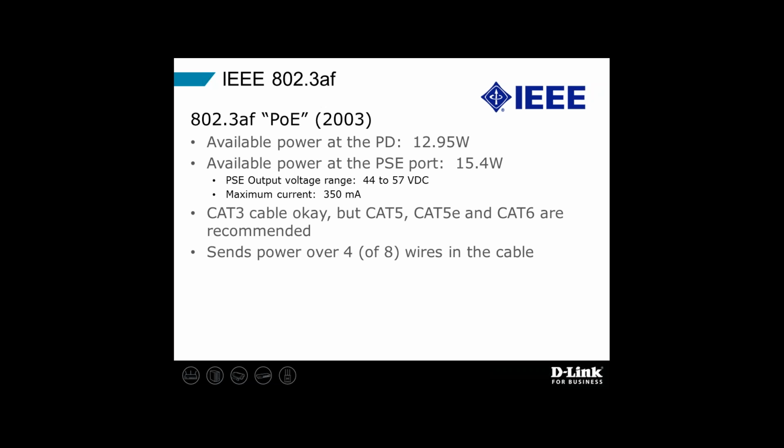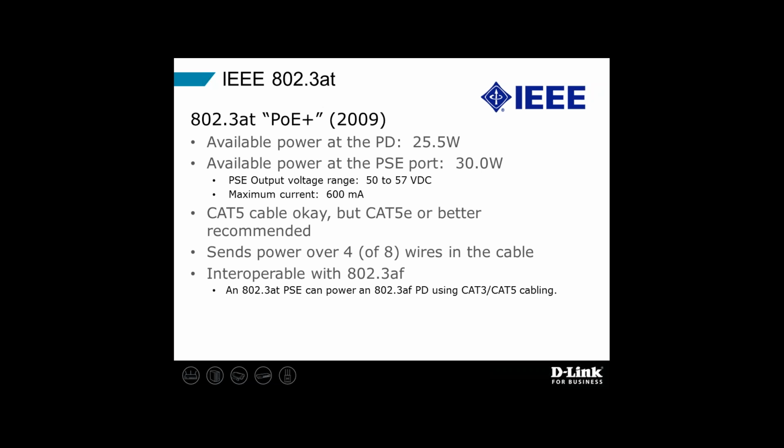The AF standard, I believe, says Cat 3 is okay, but certainly my recommendation would be Cat 5 or 5E or Cat 6 or better. And as I mentioned earlier, I think pretty much everybody today is deploying 5E or better in their networks. Another thing to keep in mind here, and we'll need this later in the discussion, is that with 802.3af, it's sending power over 4 of the 8 conductors in the cable. Which 4 we'll talk about, but it's interesting just to keep in the back of our minds. It's using half of the wires in the cable to actually transmit that power.